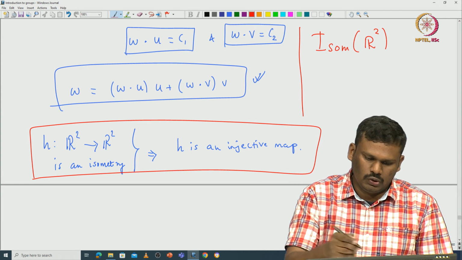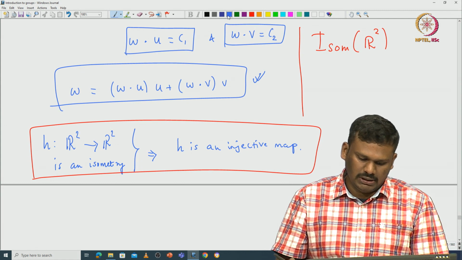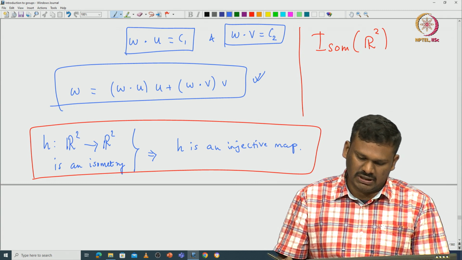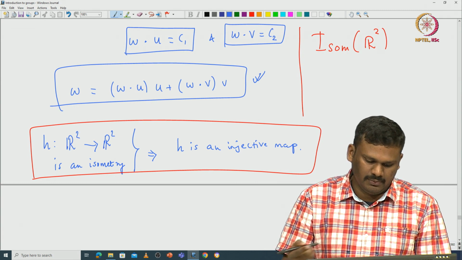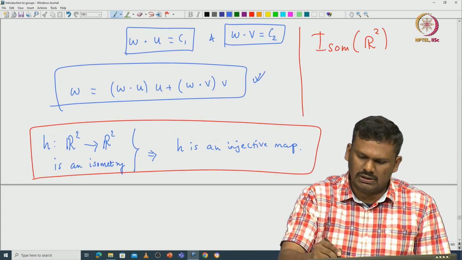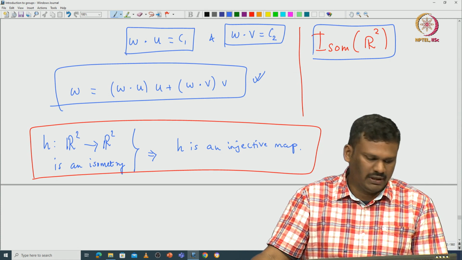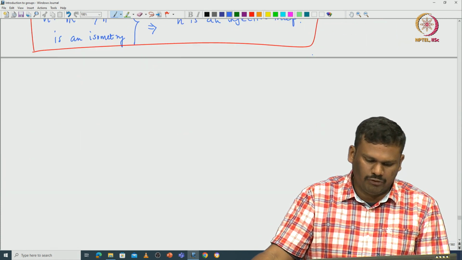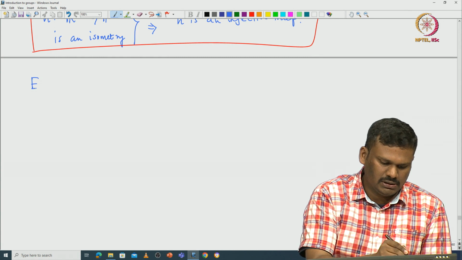But if you attempt to do that without using the classification of isometries, then it becomes much harder. So, let us understand how a given isometry looks. Before that, let us see some examples.